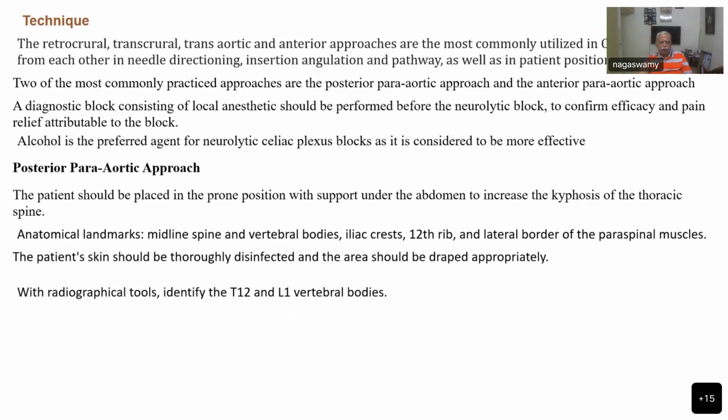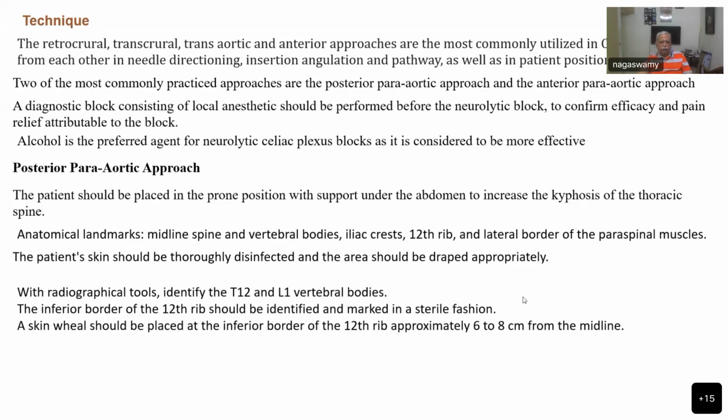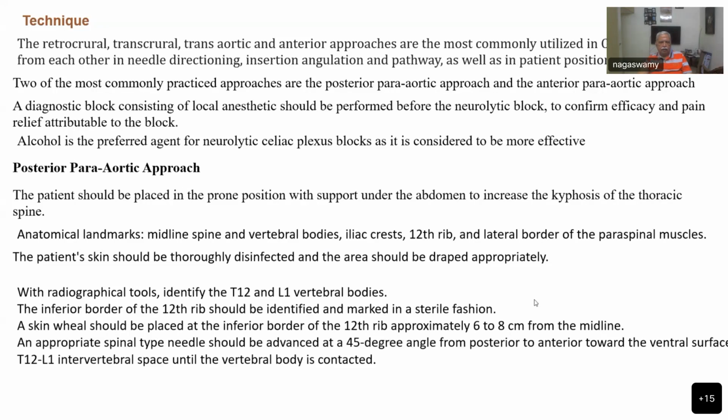With the radiographic tools, identify the T12 and L1 vertebral bodies. And the inferior border of the 12th rib should be identified and marked in a sterile fashion. A skin wheal should be placed at the inferior border of the 12th rib, approximately 6 to 8 centimeters from the midline. Then an appropriate spinal needle.